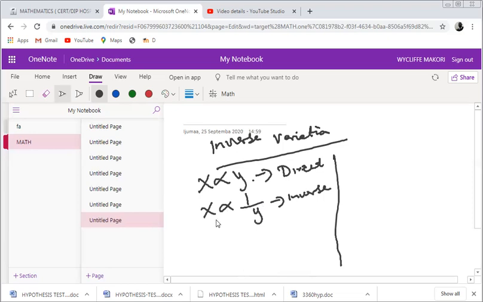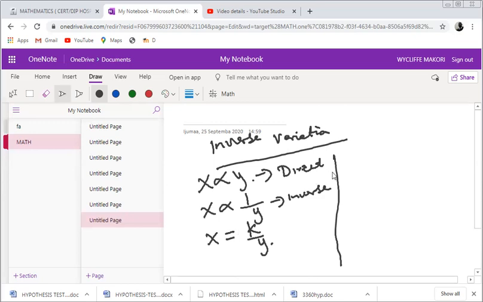The only difference between direct and inverse: for direct we don't put 1 over, but for the inverse we must put 1 over the other unknown. So in this case, if we multiply by the constant k here, you will find that x will be equal to k times 1, which is k over y. That is the only difference between the two kinds of variations. So we can have this.